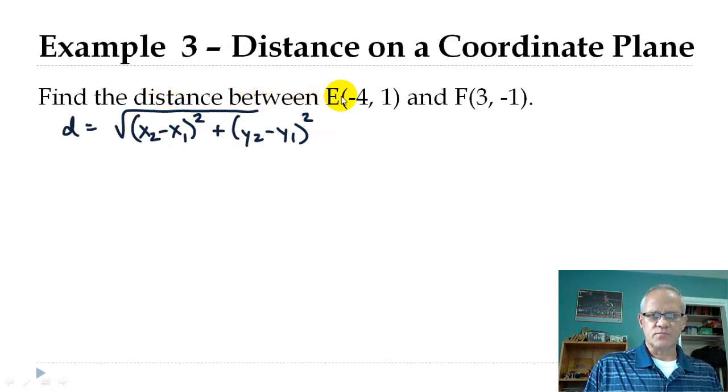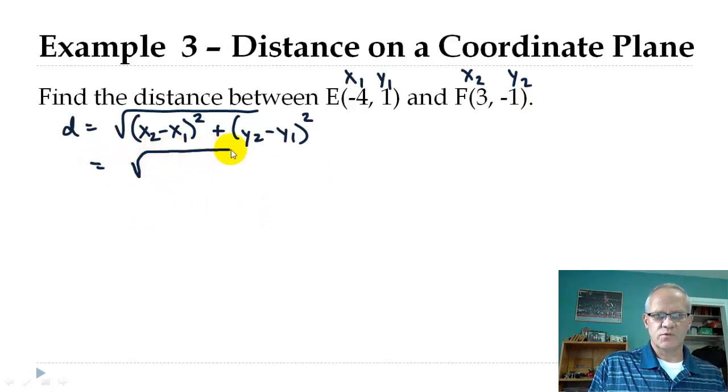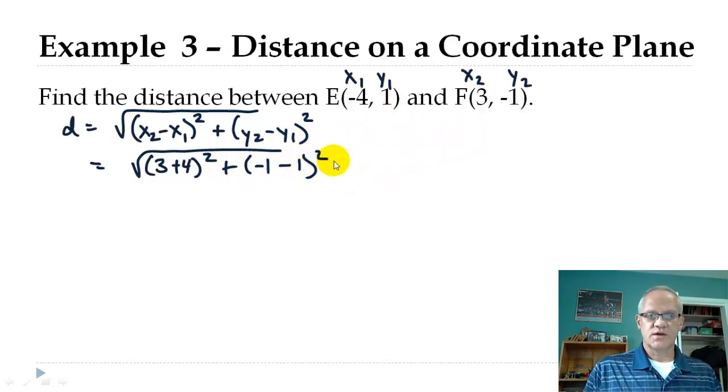All right, so when you look at this, it doesn't really matter which one you call the first x or the second x. So let's just call this x1, x2, this is going to be y1 and y2. It might help to label it on there so you don't get confused. So let's just start plugging those things in. So we have the square root of x2, which is 3. So 3 minus the first x. Now again, it's minus a negative, so that's going to end up being plus 4. And then the second y is negative 1 minus what? 1. Okay, so we just plug that stuff in.